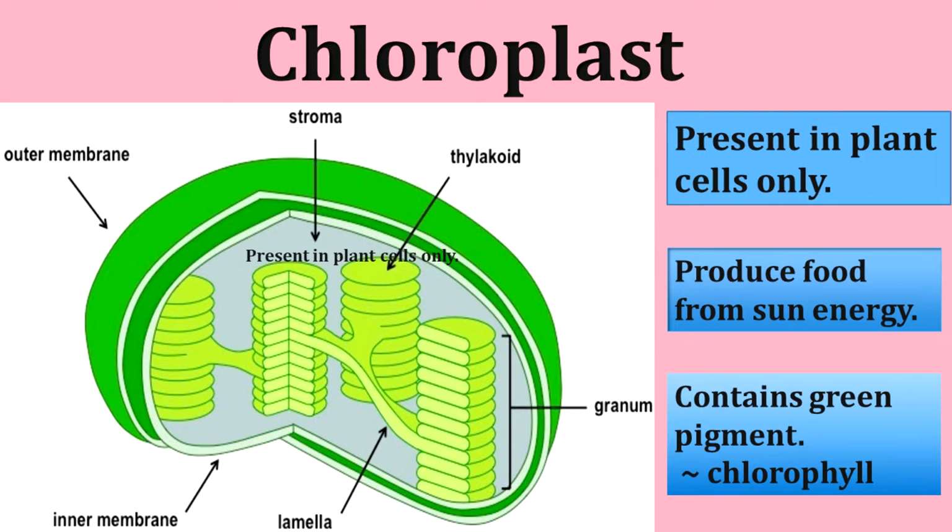Chloroplast is a type of plastid. What is meant by plastid? In a plant cell, any cell organelle which contains food or pigment is known as plastid. There are two types of plastids present in the plant cell. They are colored plastids and the colorless plastids. The colored plastids are known as chromoplast and the colorless one is known as leucoplast.